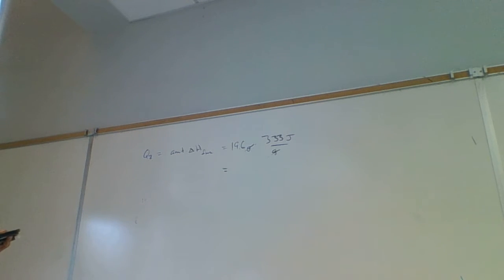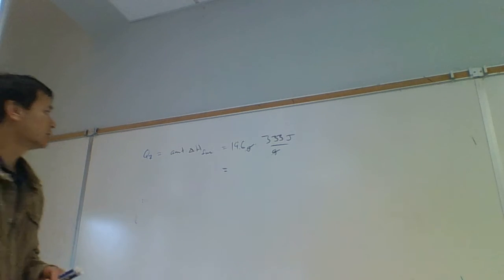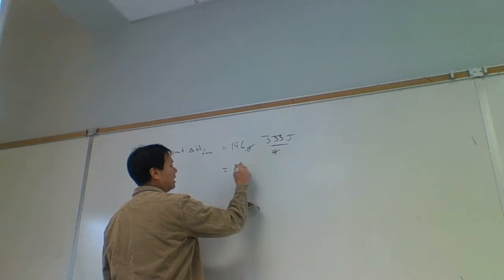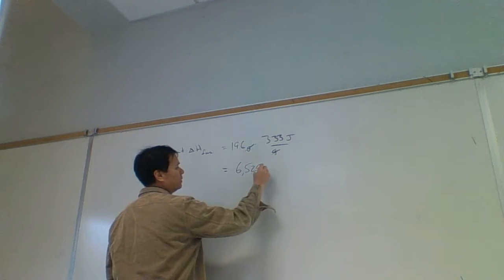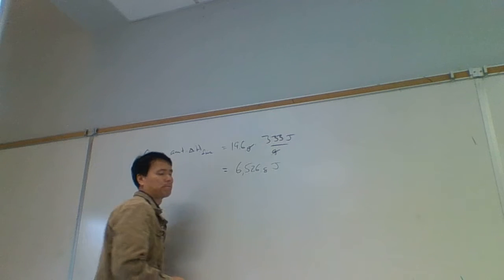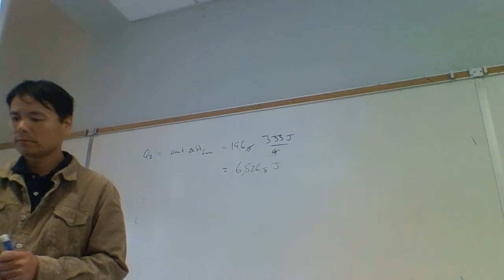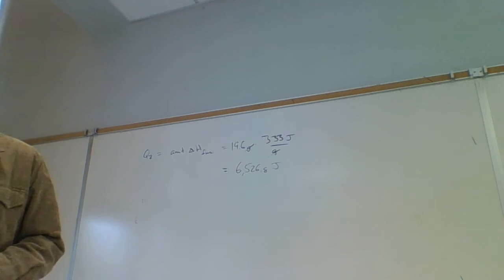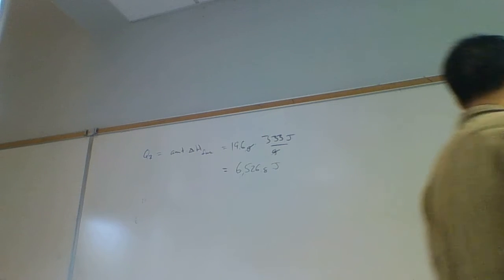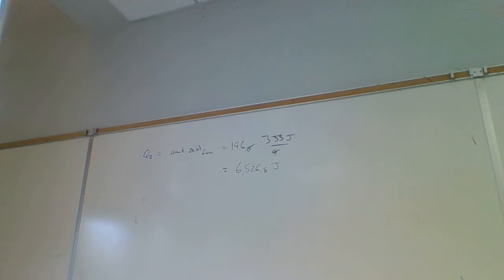That's 19.6 times 333. 6,526.8 joules. So the first segment here cost us 485 joules.